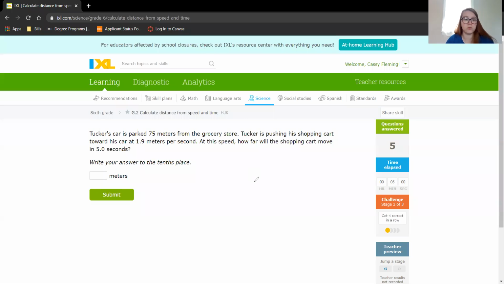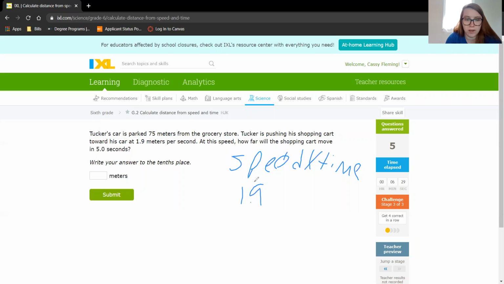So this one says Tucker's car is parked 75 meters from the grocery store. Tucker is pushing his shopping cart toward his car at 1.9 meters per second. At this speed, how far will the shopping cart move in 5 seconds? So we need to know the distance, which is speed times time. It's 1.9 per second. And we have 5 seconds, so we are multiplying 5 times 1.9.